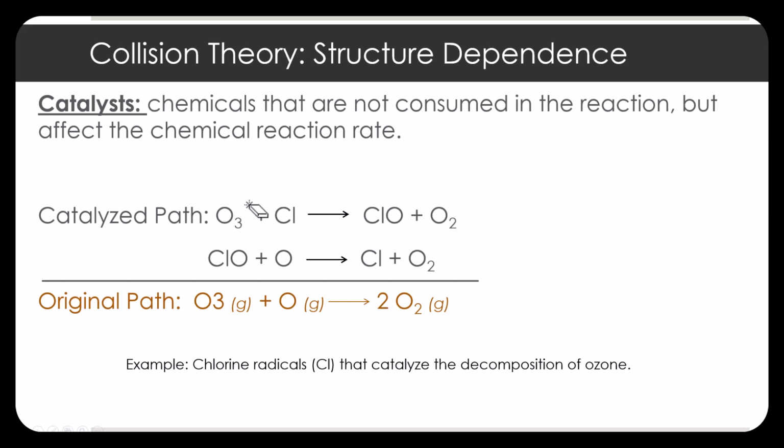Ozone will react with those chlorine radicals to form this ClO complex. This reaction happens very speedily. Then we'll see that ClO complex will react with another oxygen atom, just in the environment, to produce that second oxygen gas, and we see that the chlorine gets released.